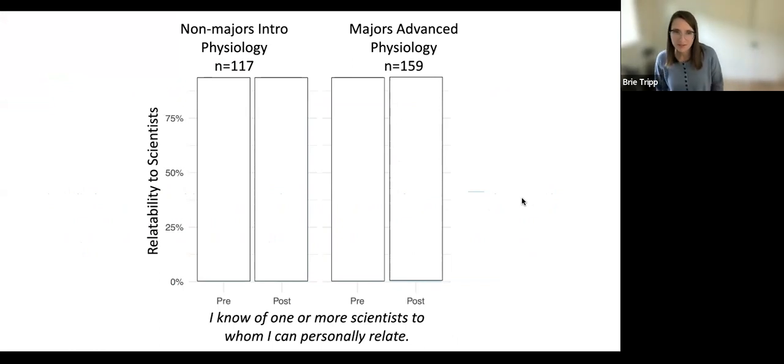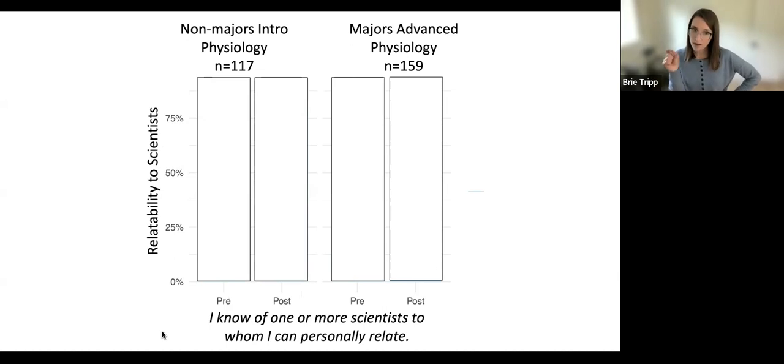Okay, so I've been reminding you that I'm going to show you data for the last 15 minutes. So let's look at that. What we did is we implemented six scientist spotlights into a non-majors introductory physiology course and then a majors advanced physiology course, and we chose the same six spotlights. Before, or right at the beginning of class, we sent out a pre-survey that had a list of items and questions that I don't have time to show you today. And then the same survey at the end of class for both of these courses.